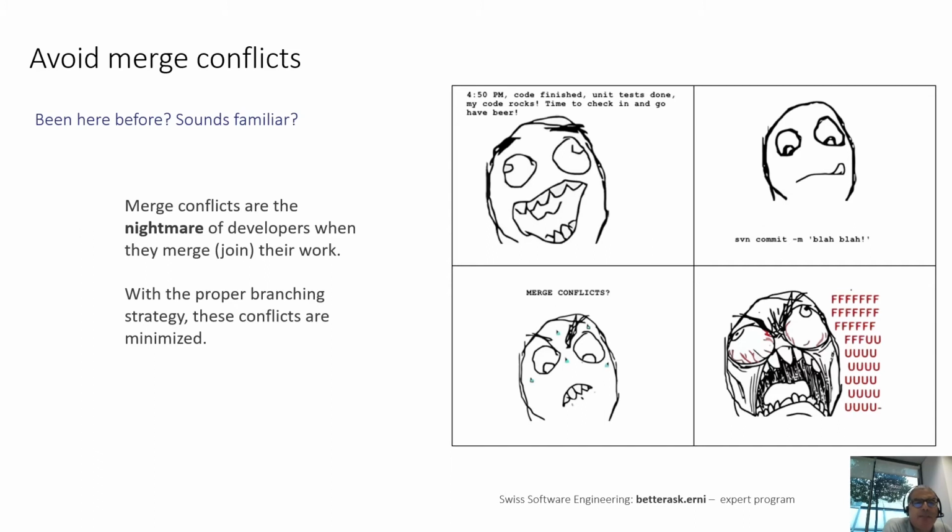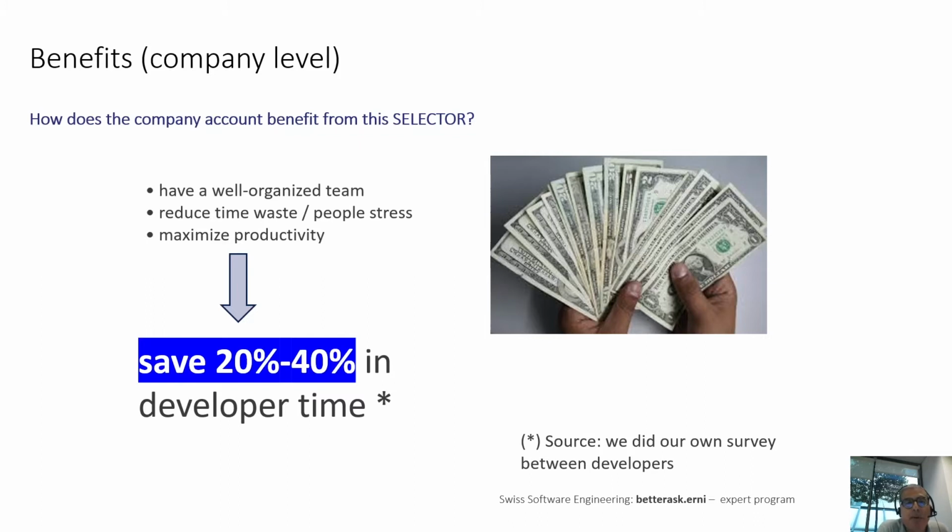And so with choosing a proper branching strategy, the one that suits you and your project best, these conflicts should at least be minimized. And of course, at company level, choosing a proper strategy with the selector, but you can also do it with awareness, you will have a well-organized team. You will reduce time wastes and people's stress, because when people have to do a lot of ceremony and stuff, they get stressed, angry, upset. Oh, I have to do this again. But it will reduce people's stress, increase happiness, and also maximize productivity.